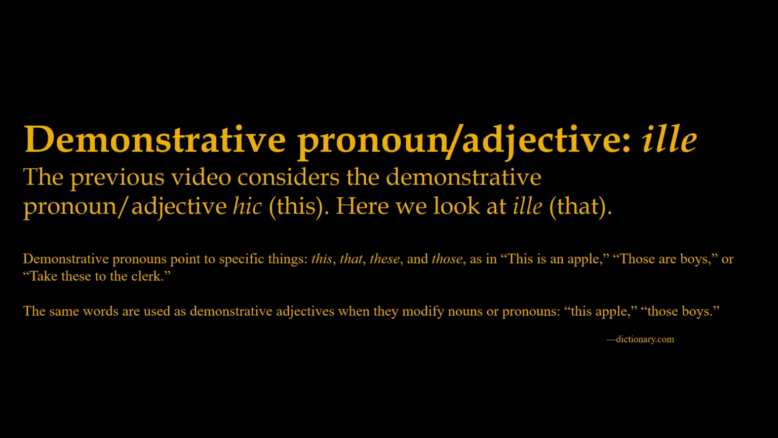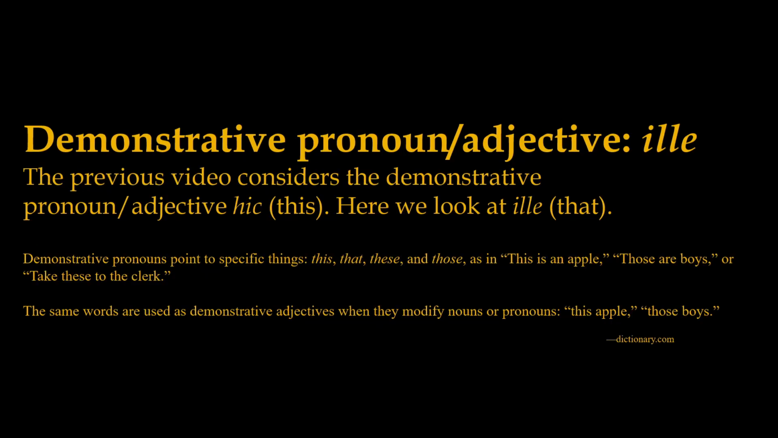In this video, we're going to look at the demonstrative pronoun ille. It can also be an adjective, and this is something I failed to mention in the previous video. Hic also serves as a demonstrative pronoun and can be a demonstrative adjective. If you look below, demonstrative pronouns point to specific things: this, that, these, those. For example, this is an apple, those are boys, etc.